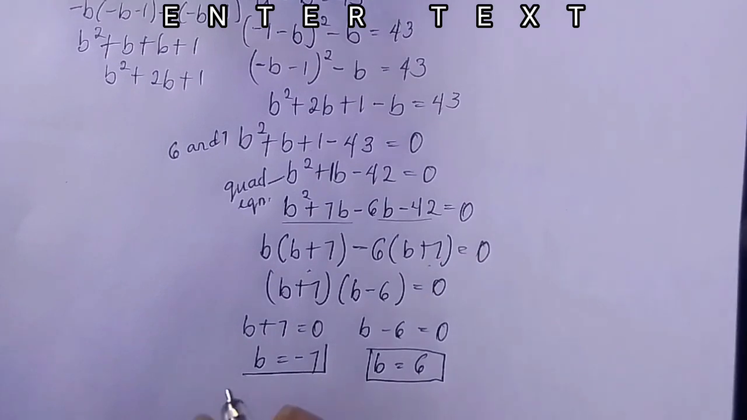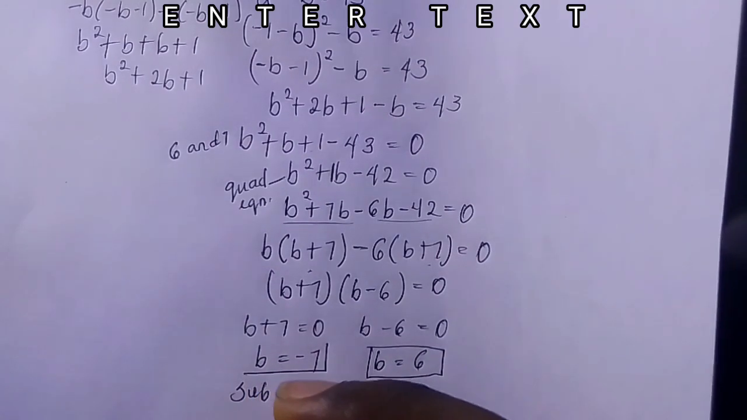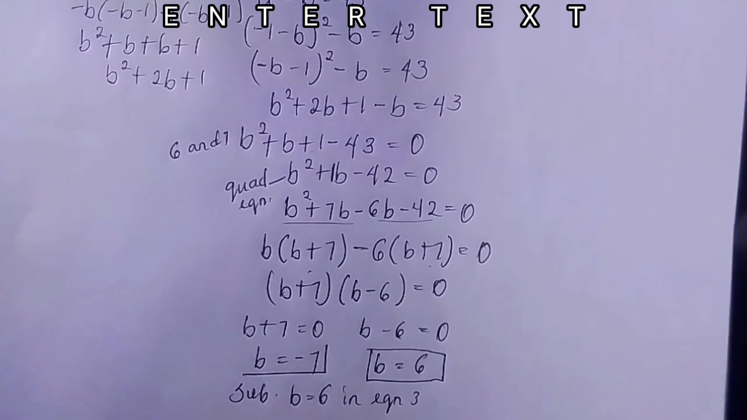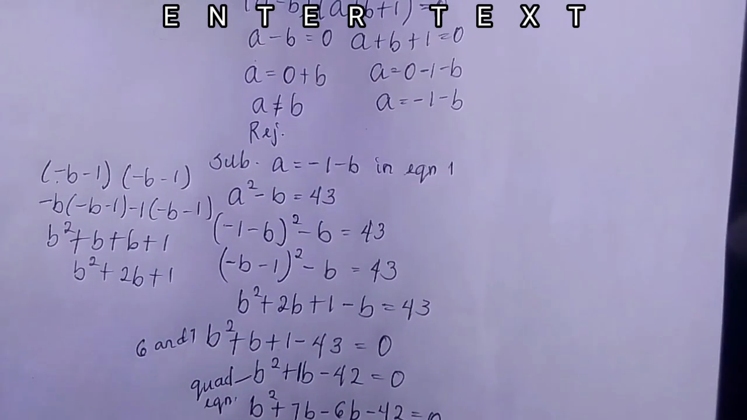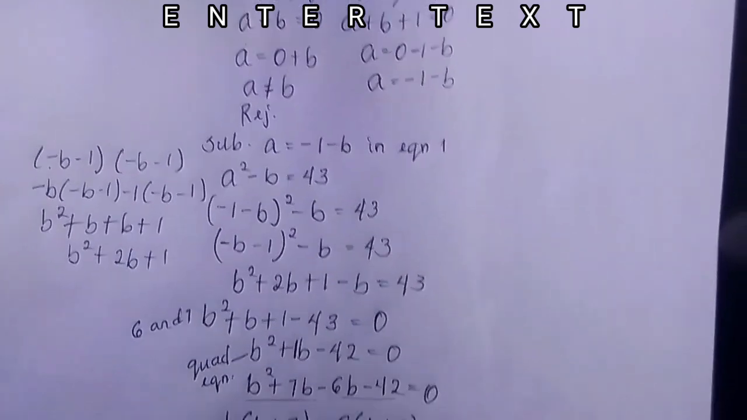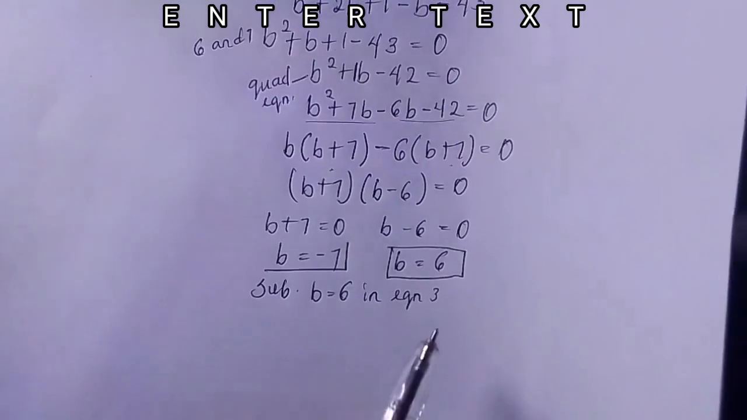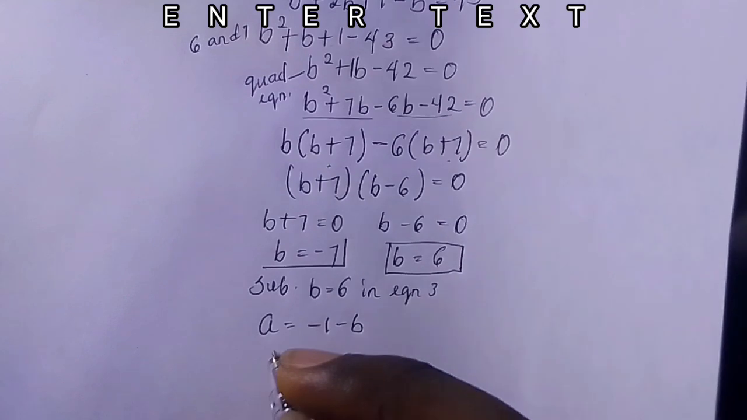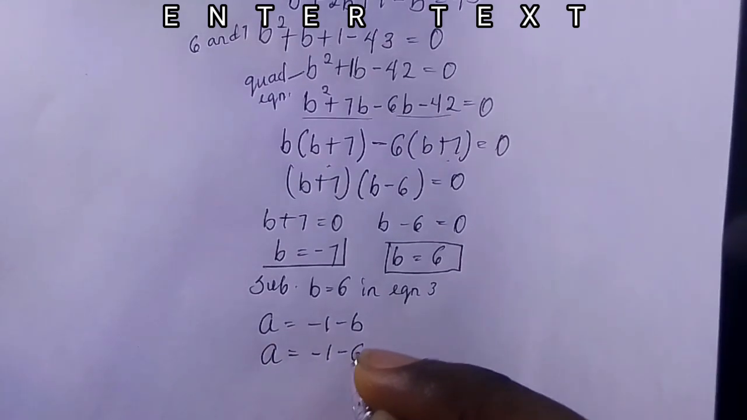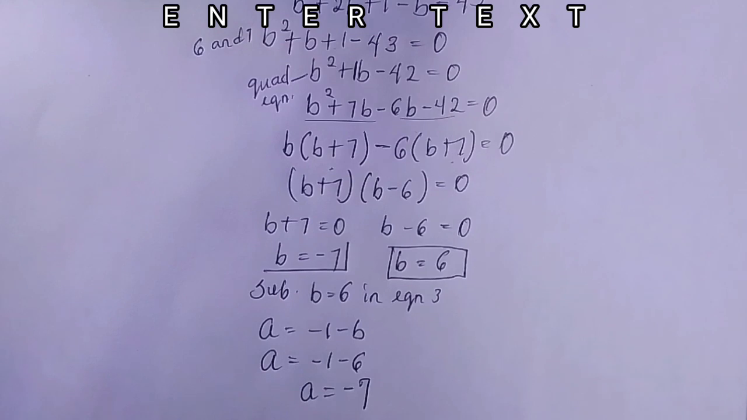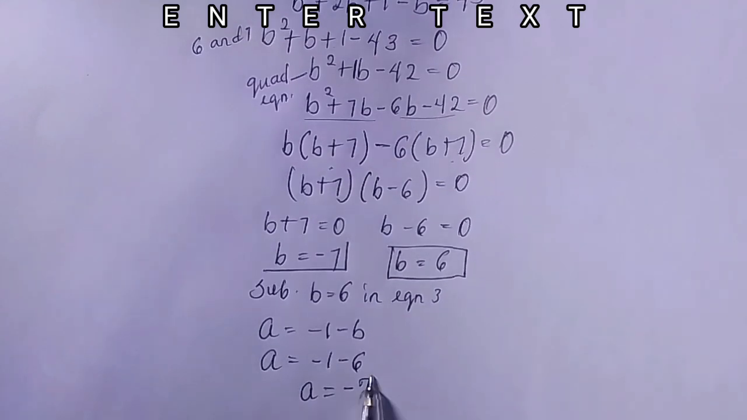So substitute b equals 6 into equation 3 that we had, right? If you're wondering what equation 3 might be, this is equation 3 here: a equals minus 1 minus b. So we're going to substitute b into that equation to find a. So a equals minus 1 minus b, therefore a equals minus 1 minus 6. Therefore a equals minus 7. So a equals minus 7 and b equals 6.